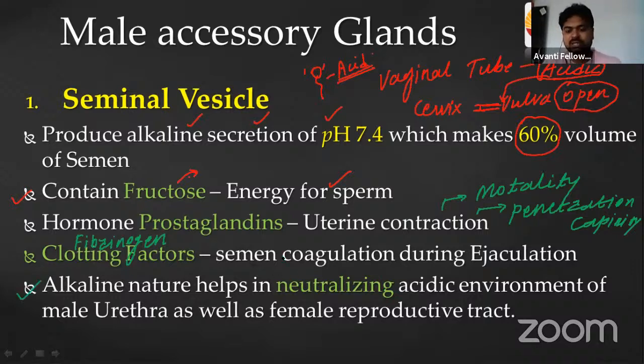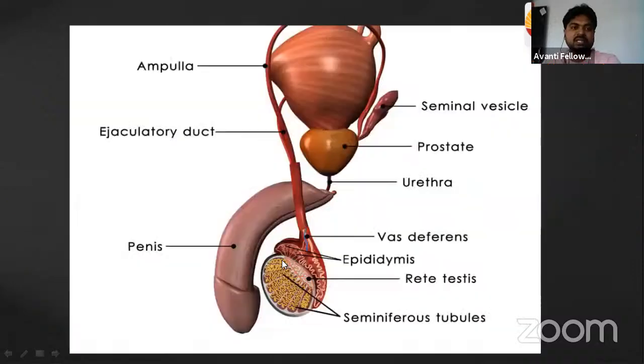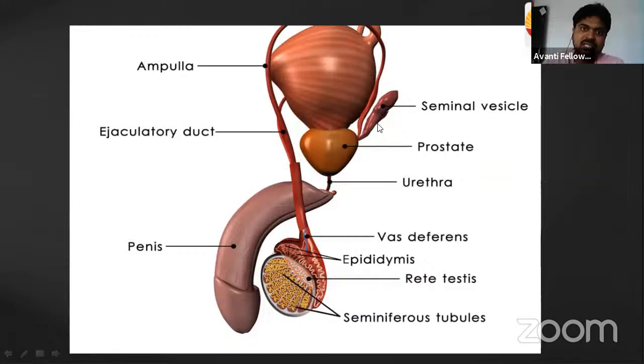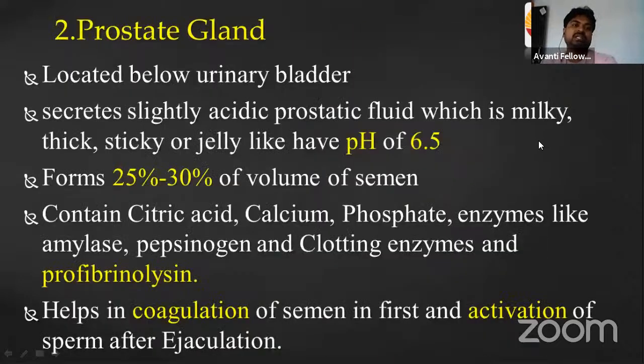नेक्स्ट यू कैन सी द अल्कलाइन नेचर हेल्प इन न्यूट्रलाइज, वी ऑलरेडी डिस्कस दिस पॉइंट, सो नो नीड टू डिस्कस इट। चलिए कमिंग टू द नेक्स्ट गाइज, सो यू कैन सी द सेमिनल वेसिकल हियर, सेमिनल वेसिकल्स आर 2 इन नंबर, ये बात ध्यान में रखना। And you can see this is a seminal vesicle, and it provides the seminal fluid that is 50 to 60% of semen.